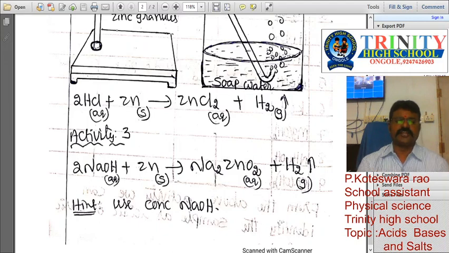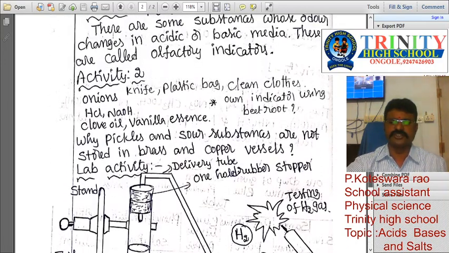Na2ZnO2, sodium zincate. What is the formula of sodium hydroxide? NaOH. What is the formula of zinc chloride? ZnCl2. Zinc chloride, ZnCl2. What about acetic acid? CH3COOH.